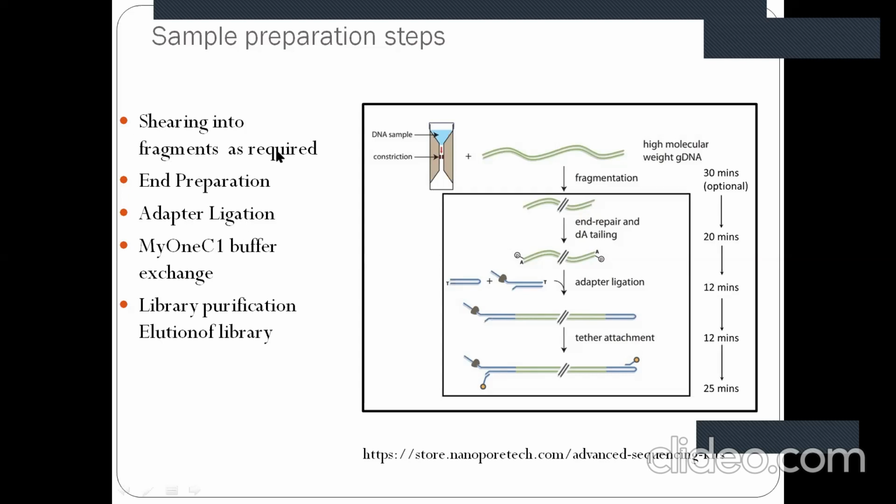The optional thing is the shearing into fragments. Second thing is the end preparation. That means you have to prepare the ends where you ligate your adapter. Third thing is that you have to go for some buffer exchange, so that your sample should not contain any salt. And the fourth thing is the library purification. Once the sequencing is done, how this is achieved, I will tell you the detail right now.